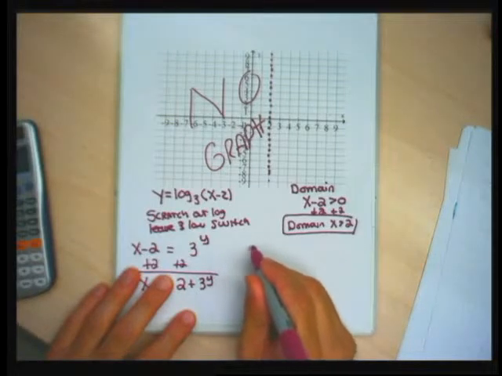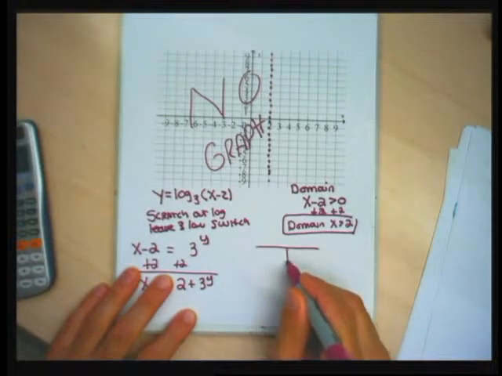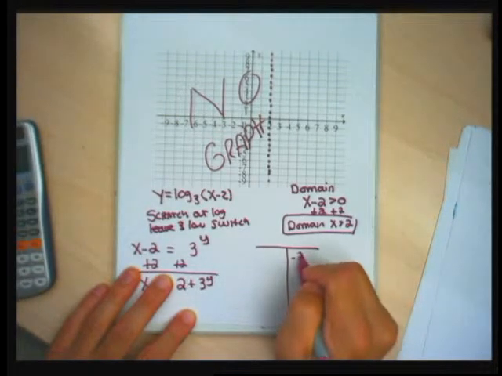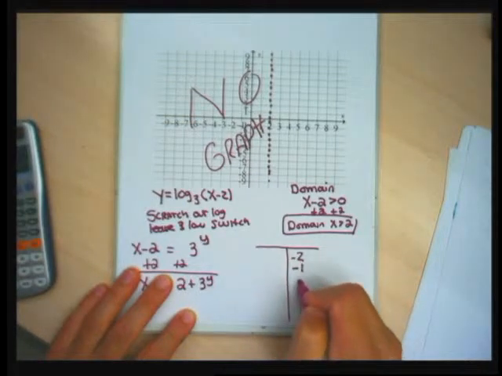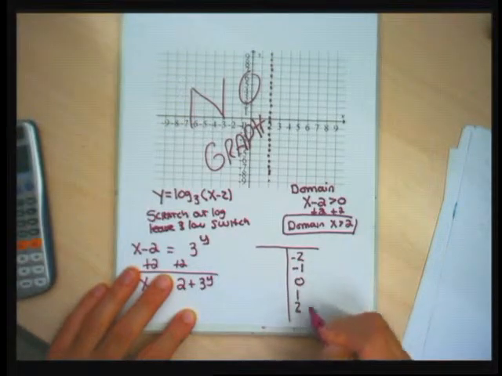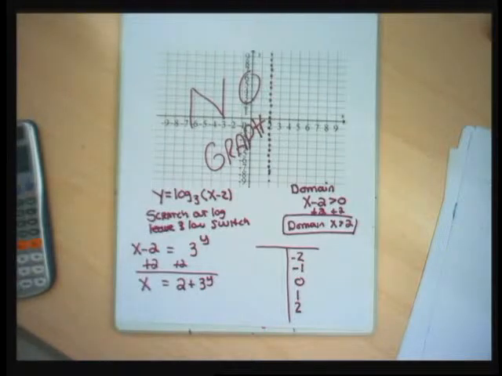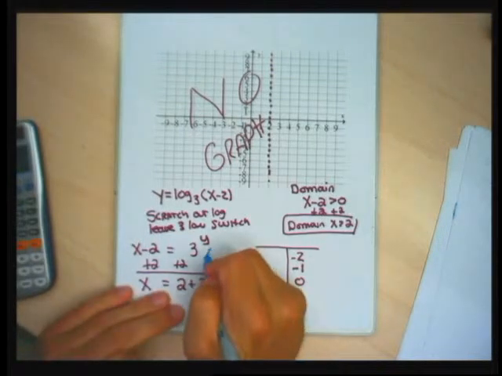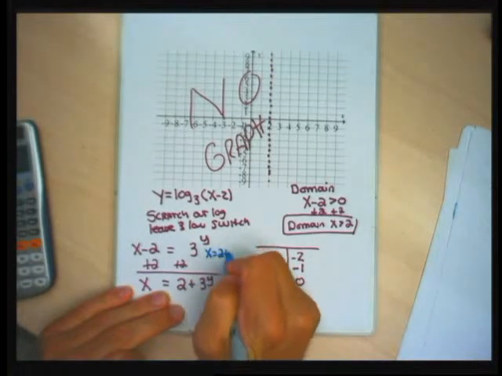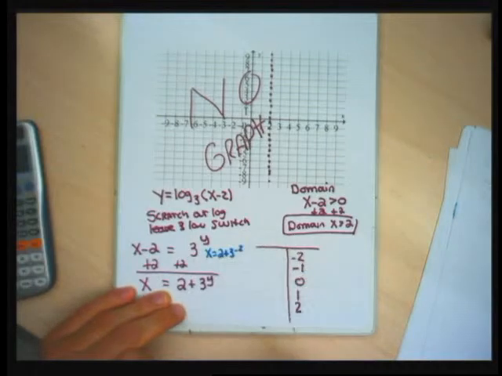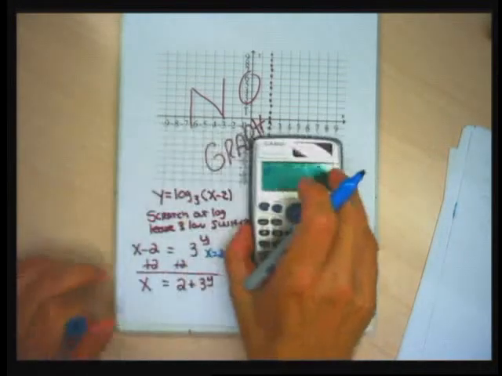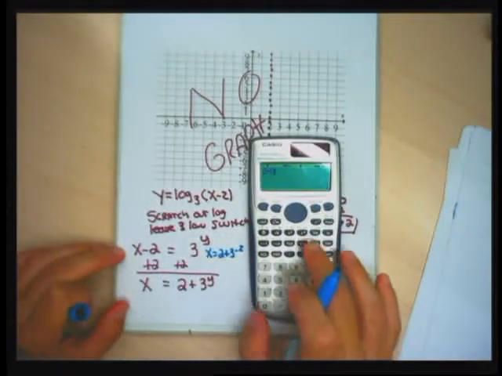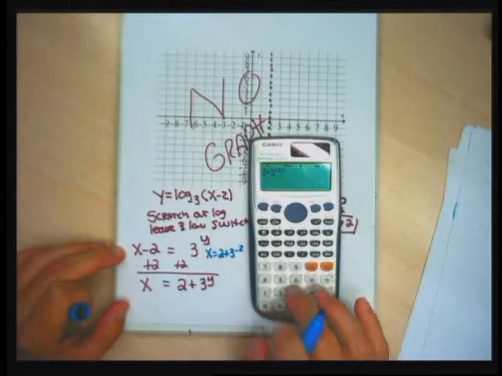Every single logarithm that I do, I use exactly the same table. I use -2, -1, 0, 1, and 2, but unfortunately in the y column. Now I'm going to find each x by using this formula right here. I'm going to go x equals 2 plus 3 to the negative 2 for my first point. And let me just do that on my calculator. So 2 plus 3 up arrow negative 2.